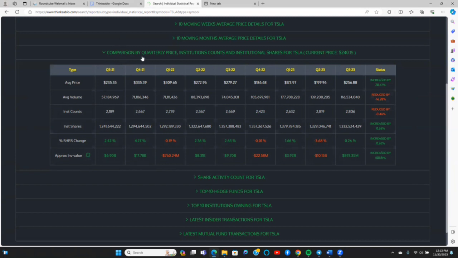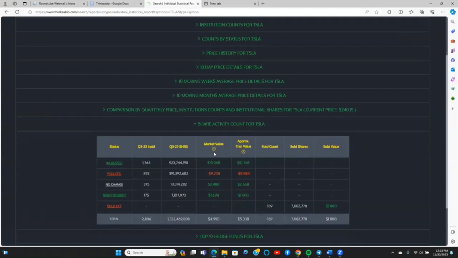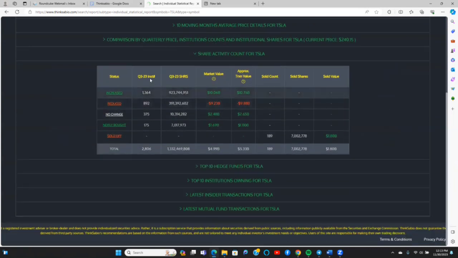This is a very valuable report: comparison by quarterly price, institution counts, and institutional shares. So that's one I really would like to emphasize. From here, I'll go through each individual report briefly. You have the share activity count, which looks at how many institutions have increased, reduced, not changed their investment, or recently bought, and then it looks at how many shares they bought or sold and the market value of that.